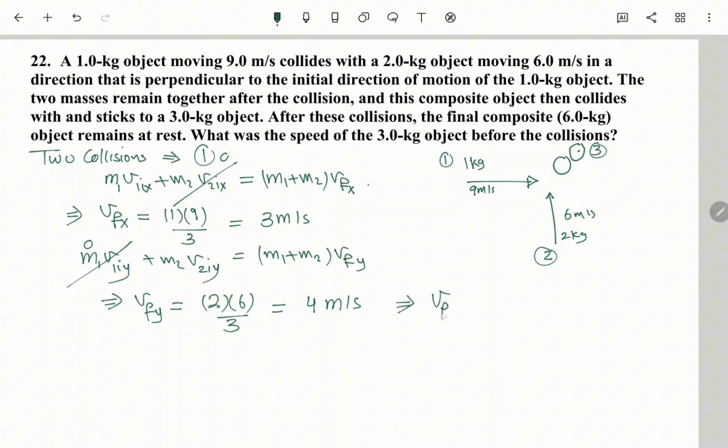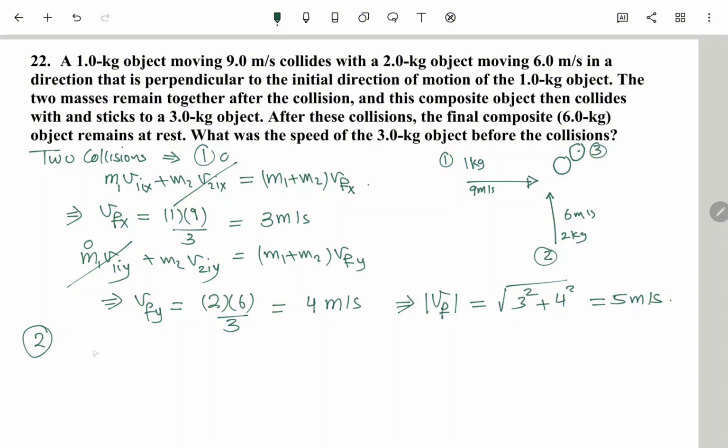Now the final speed here is equal to the square root of 3 squared plus 4 squared, or 5 meters per second. Now this is the final velocity for the first wreckage. Now this whole object here collides with another object moving with some velocity, we don't know how much, and after the collision, the whole thing is brought to rest.